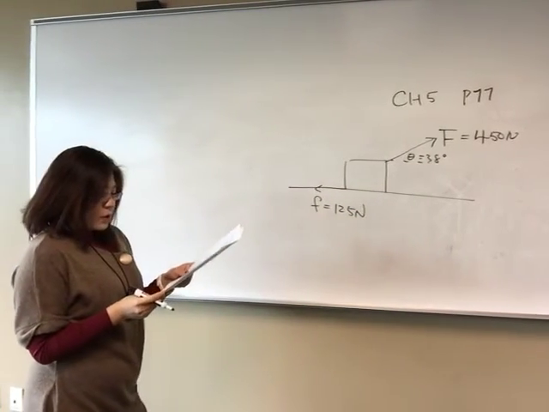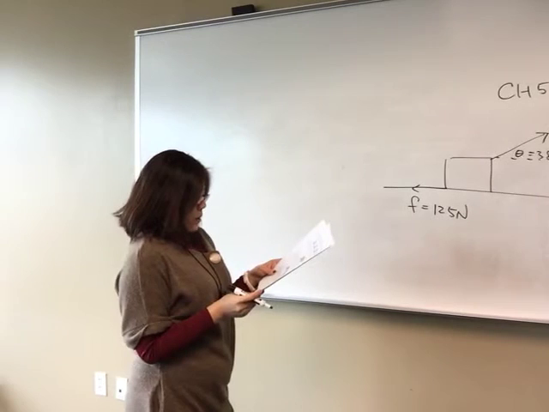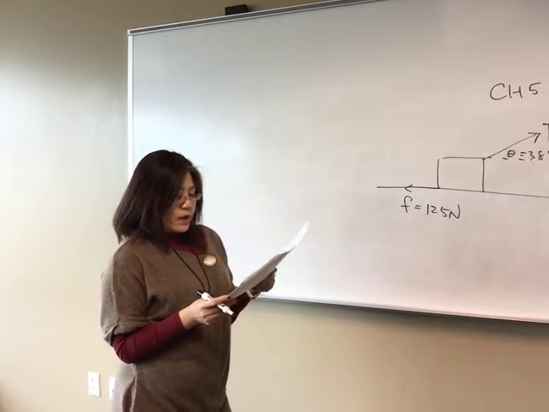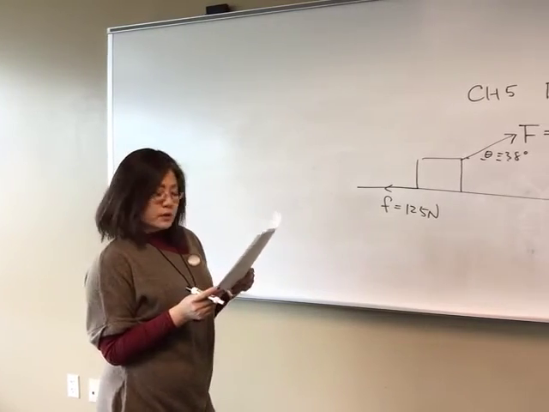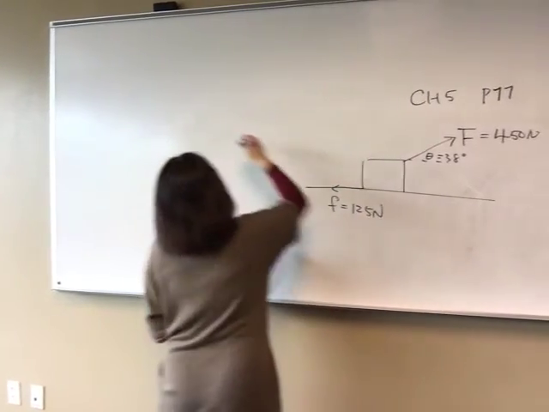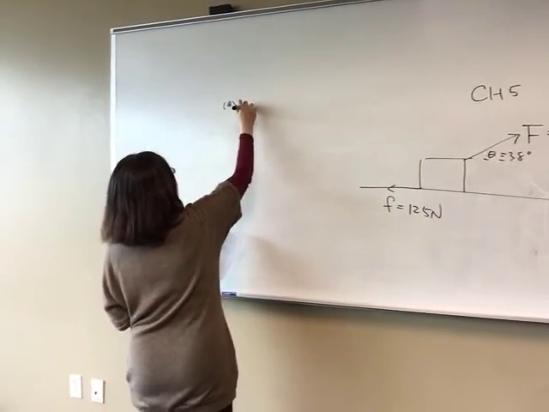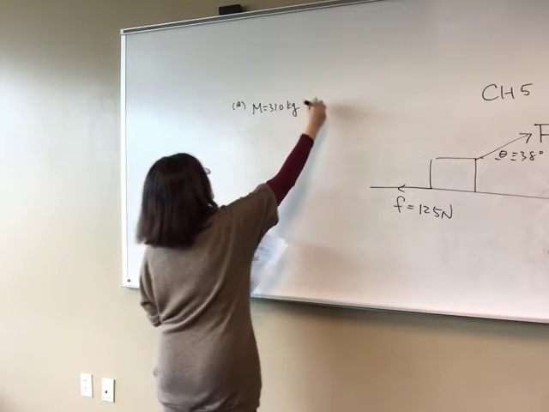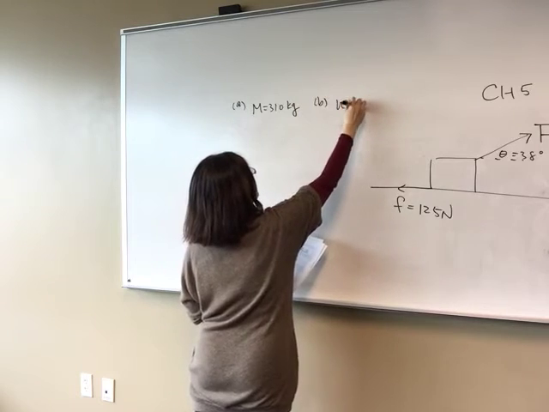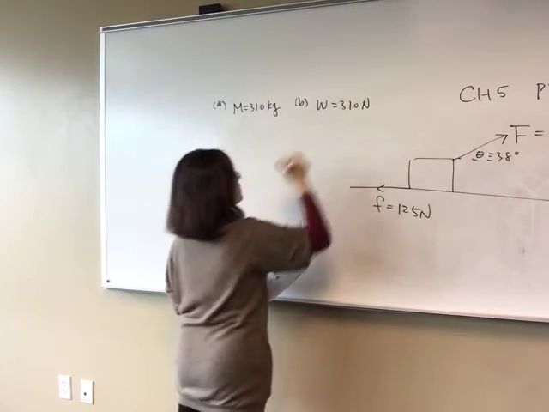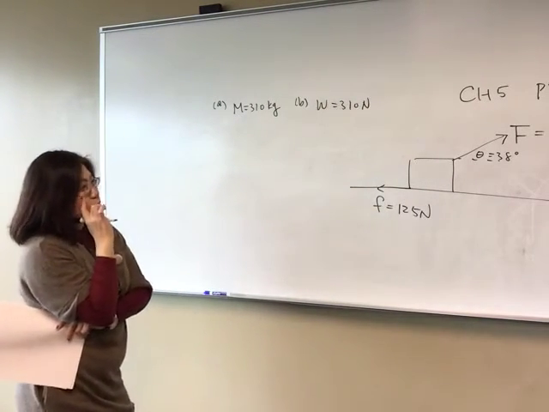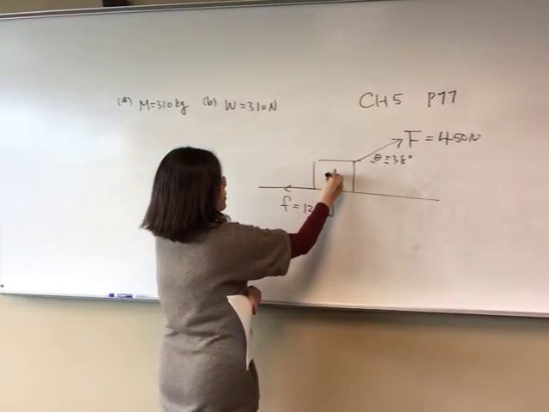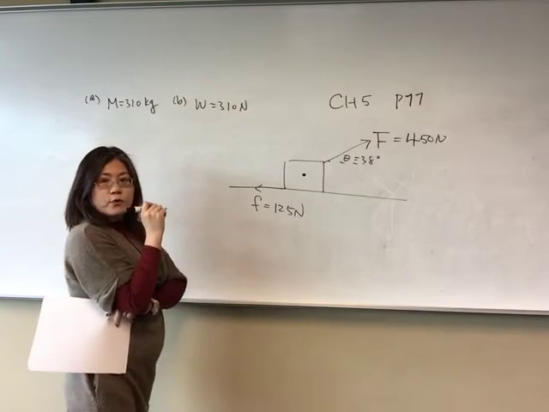And so you want to calculate the magnitude of the acceleration of the crate if the mass is 310 kilograms, or its weight is 310 Newton. So for part A, the mass is 310 kilograms, and part B says the weight is 310 Newton. Okay, and you want to find the acceleration of the crate.